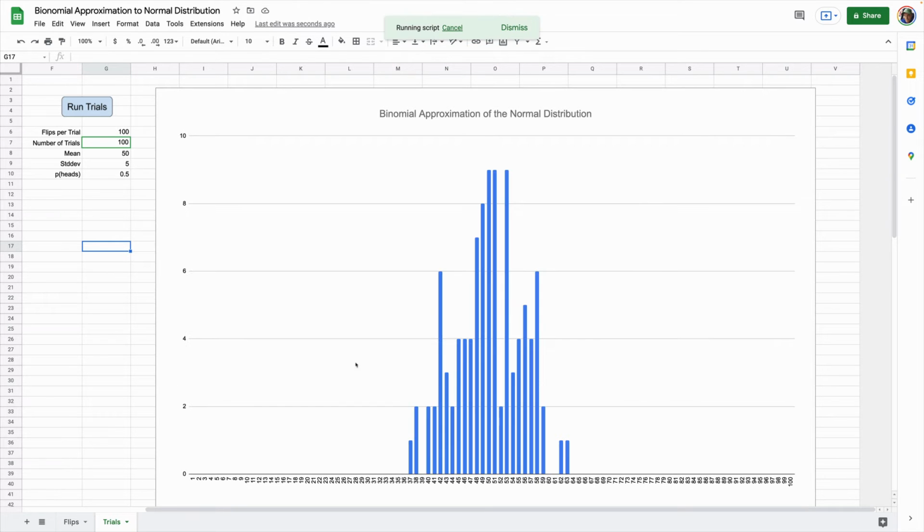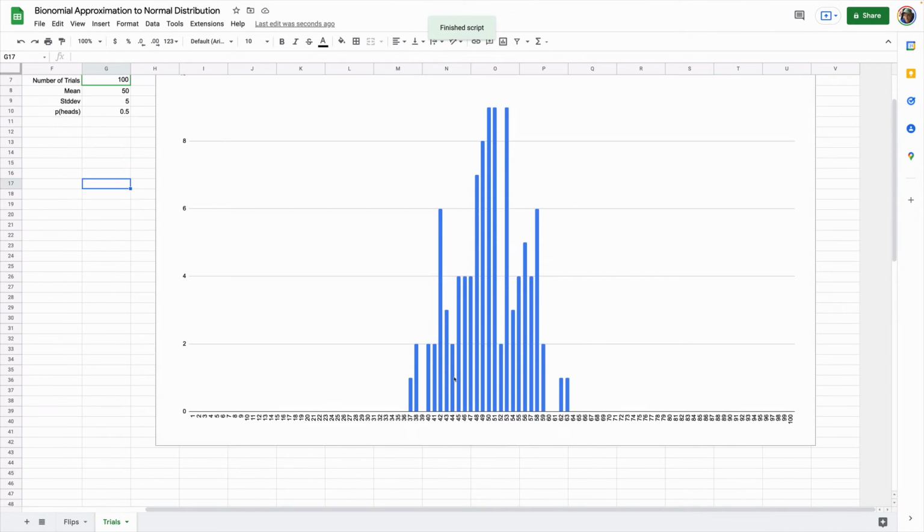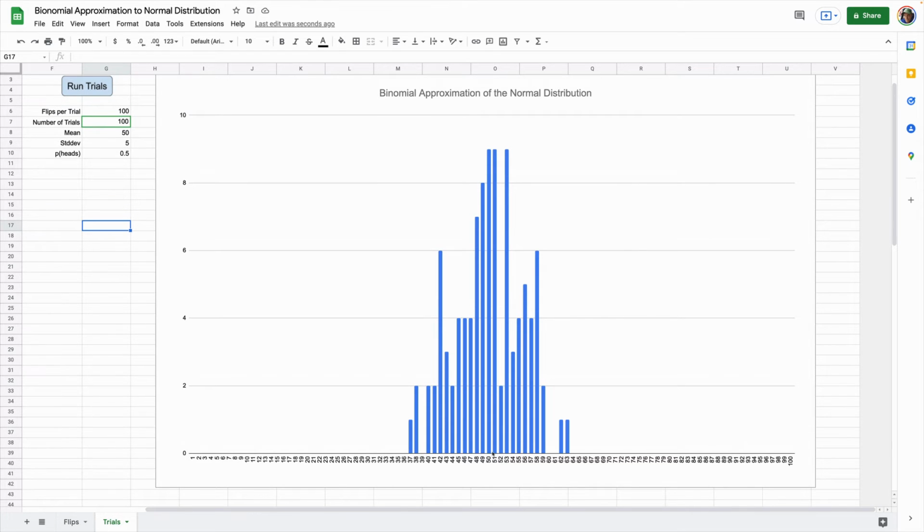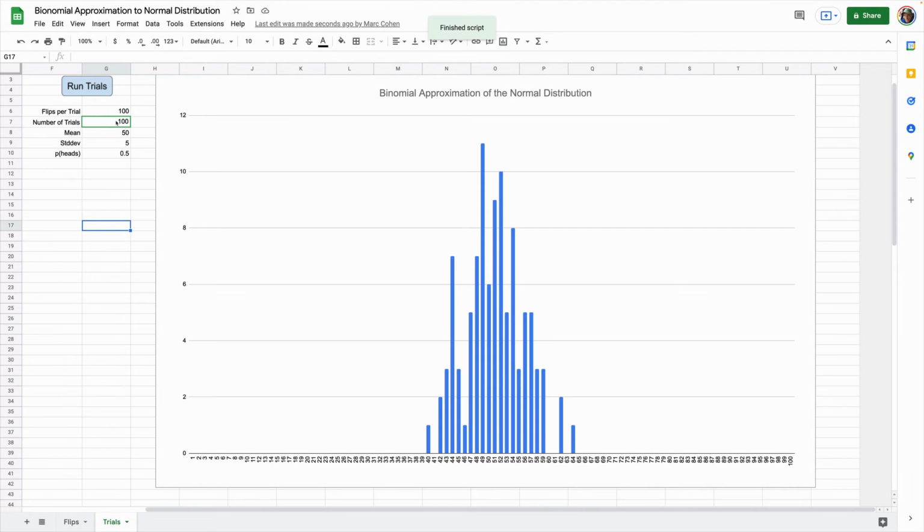And hopefully you're starting to see a picture coming out of this, where most of the action is happening in the center of the interval, and then it's sort of falling off as we go higher up and lower from the center. Now, 100 is still a relatively small number of trials, although we're actually doing a lot of coin flips. 100 trials times 100 flips per trial is 10,000 total flips.